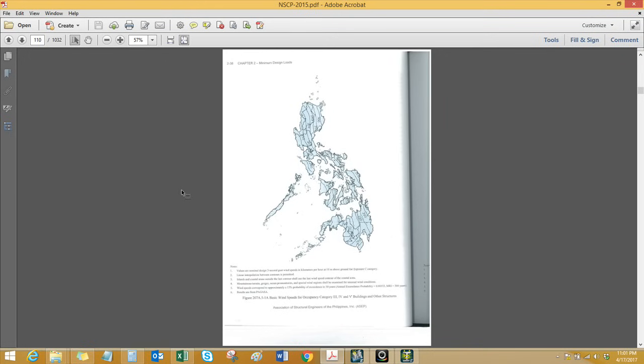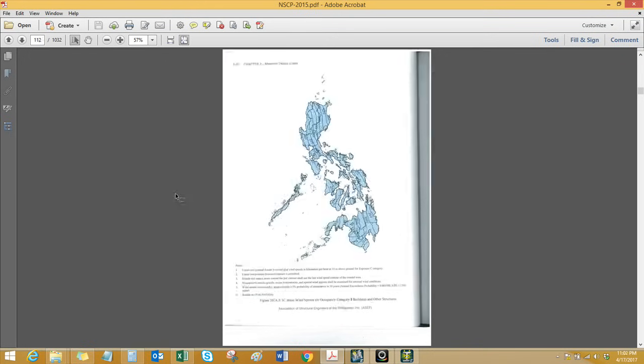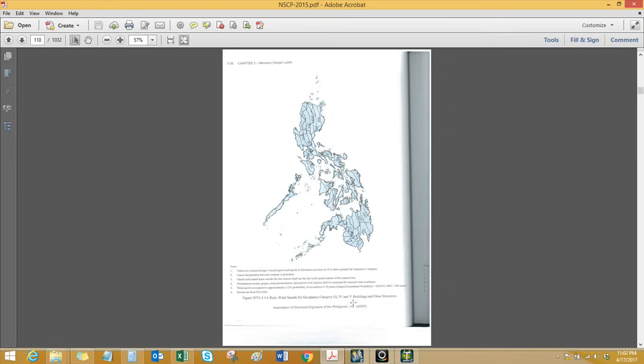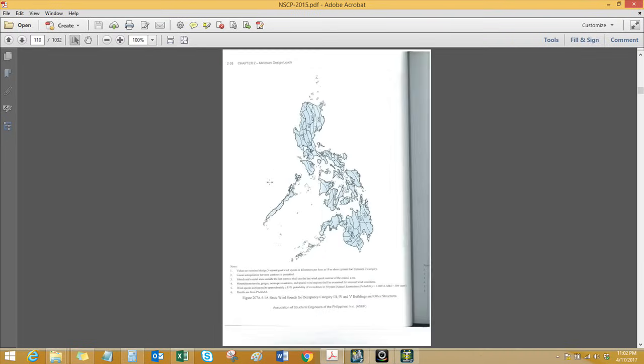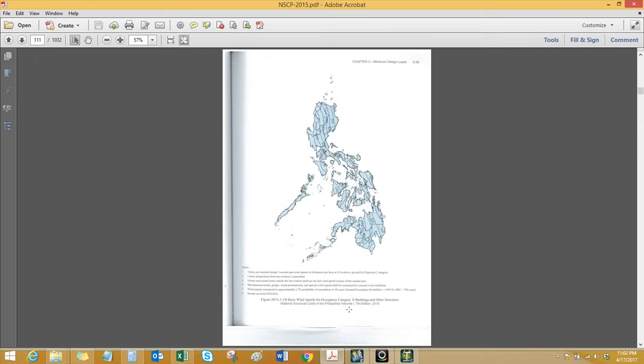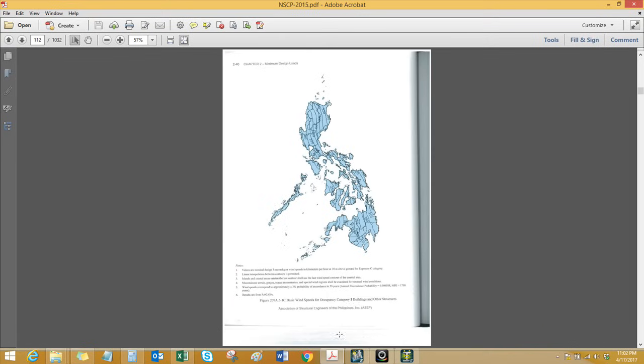So, ito 1, 2, and 3. Okay? So, category 3, 4, 5. So, mas less yung wind velocity dyan, which is ito yung ginamit natin. So, 250 kph. Then, ito yung para sa category 2, ito yung para sa category 1.